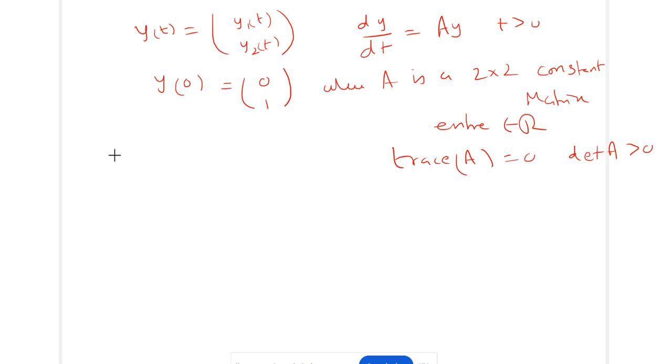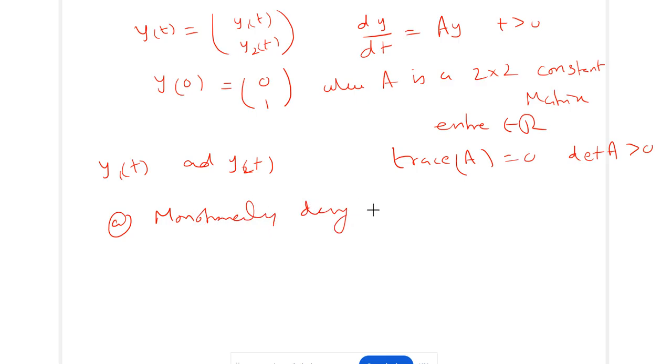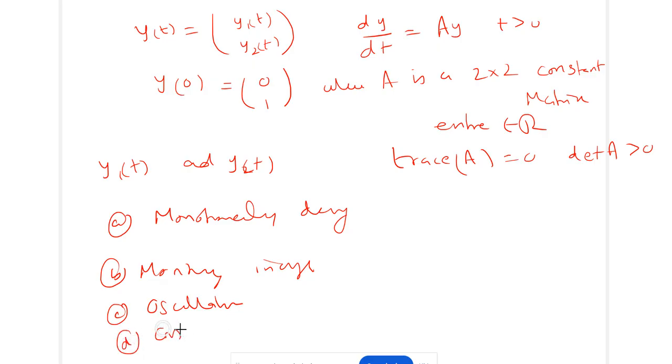And then what about y1 of t? The question is about y1 of t and y2 of t. The options are: both are monotonically decreasing, monotonically increasing, oscillating function, constant function.